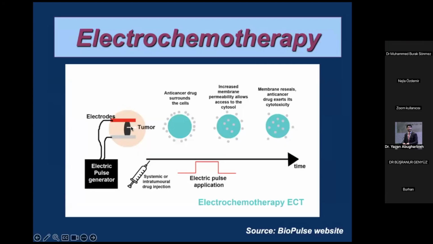So this is the technique. We do a reversible electroporation. There is a current which will go from one probe to another and which will help to open the cell membrane. And after injection of the chemotherapy, when you do this reversible electroporation, it will help the chemotherapy to enter the cell and to enhance the effectiveness of the bleomycin.